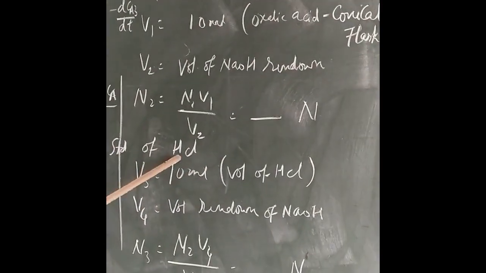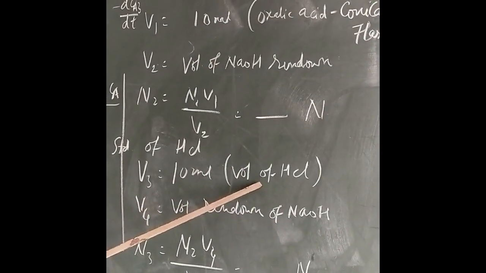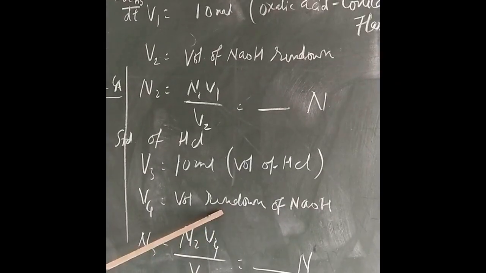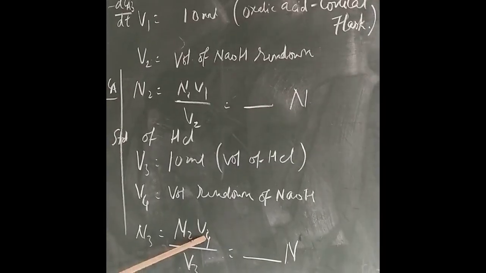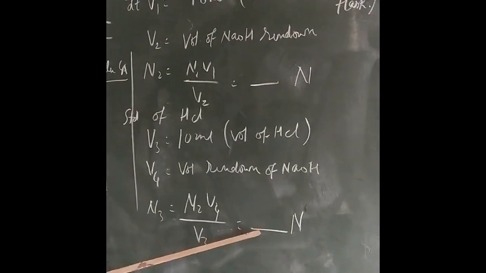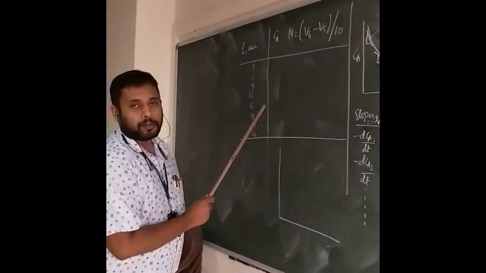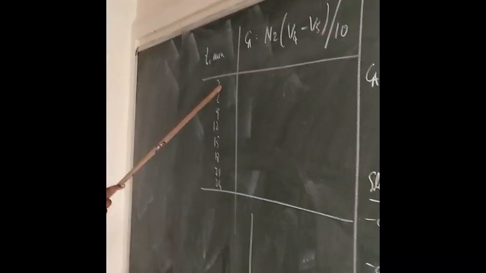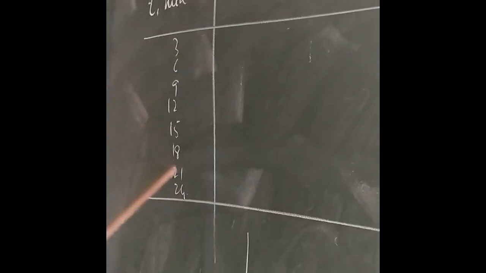Next is the standardization of HCl. V3 which is equal to 10 ml is the volume of HCl taken in the conical flask. V4 is the volume of NaOH rendered in the burette, so the normality N3 is equal to N2 into V4 divided by V3. After the standardization is completed, we need to go for observation. We will be conducting the experiment for different time intervals, starting from 3 minutes to 24 minutes. We need to note down the timings, and after noting them down, we need to calculate the value of concentration.